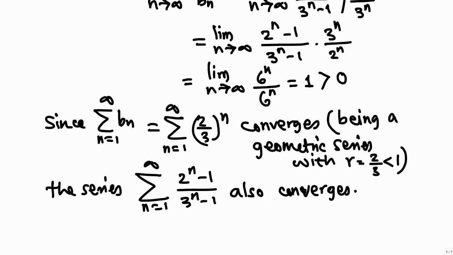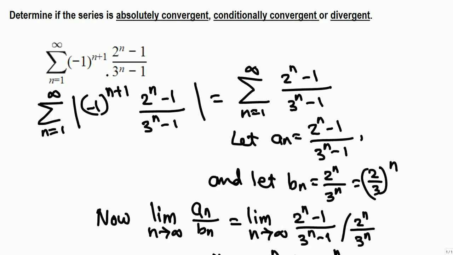Okay, that means when we take the absolute value of this series, we get this series, and we just showed this series converges. That means this series converges absolutely, or this series is absolutely convergent. Okay, so this is absolutely convergent, because when we took the absolute value, we got this series, we compared it with this series, and we found this series converges. That means this series is absolutely convergent, or this series converges absolutely.